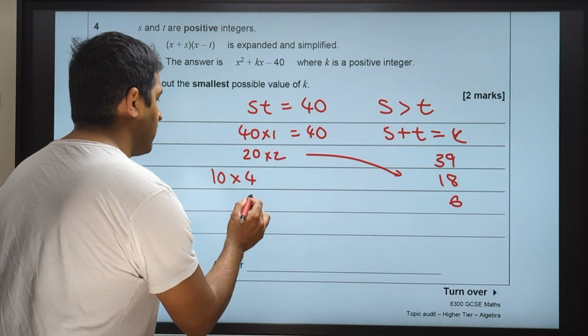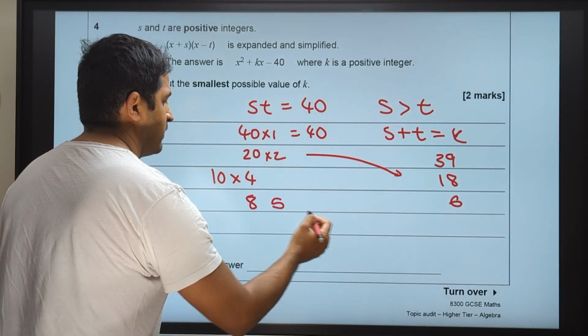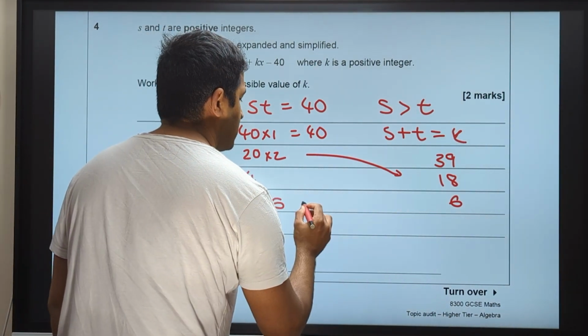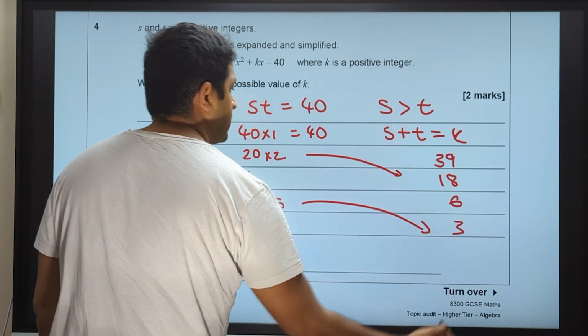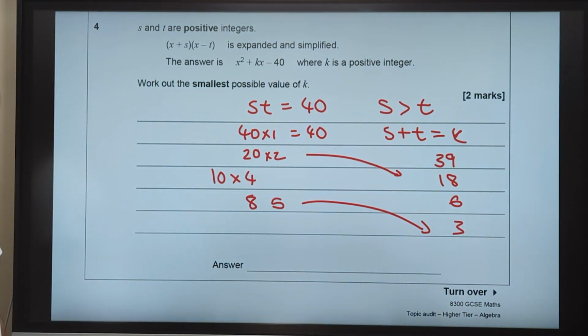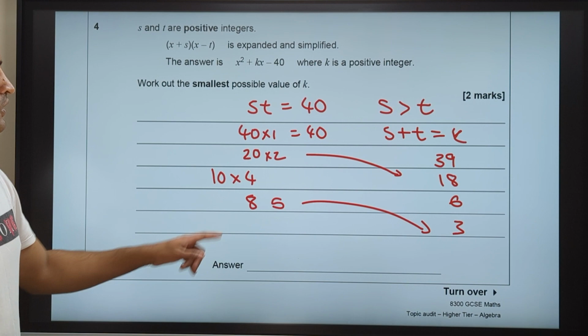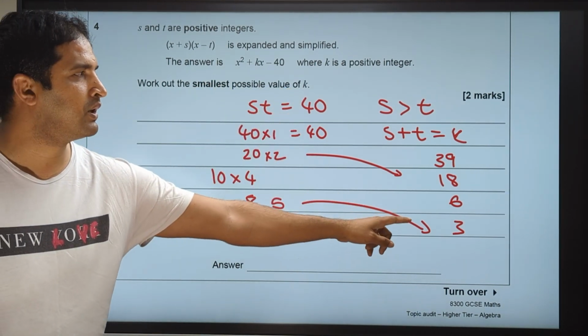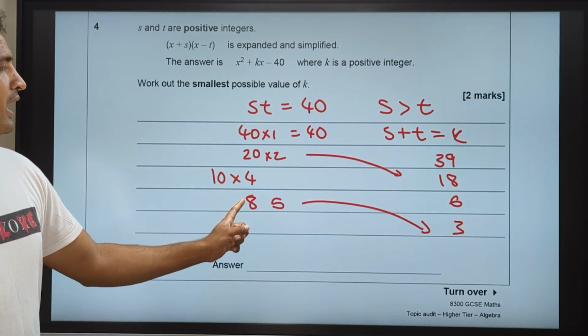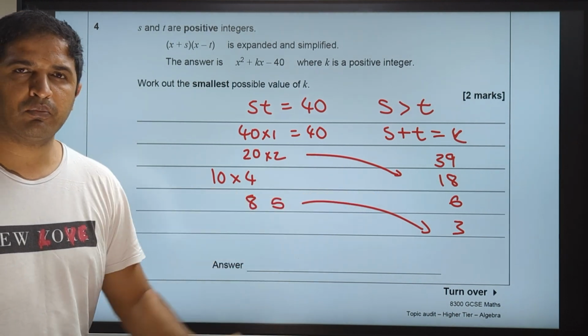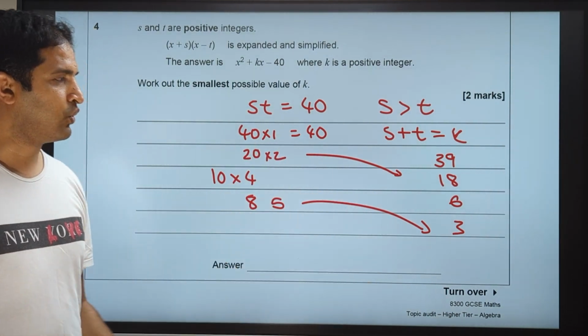What are the numbers 8 and 5? You know the 8 and 5, and that k would be 3. There isn't any other number that goes into it. The smallest possible value of k would be 3. If s is 8 and t is 5, then we get the smallest possible value for k is 3.